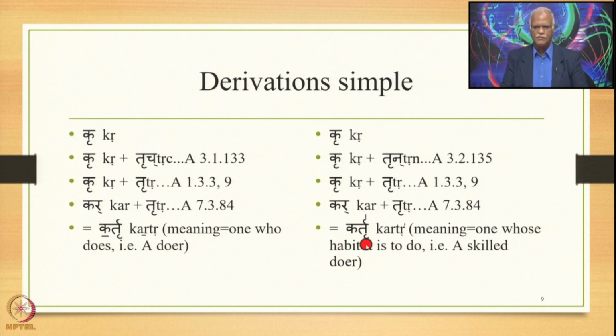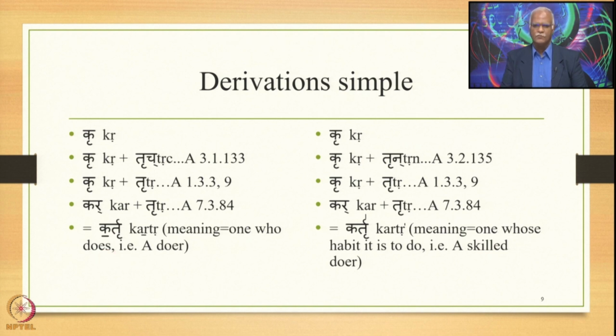If you have initial vowel udatta in this form kartru, the meaning is going to be a skilled doer, and if the final vowel is going to be udatta in this form, the meaning is just a doer, doer of an action, that is all. These meaning differences brought about by the accents are extremely important for us to study the accent based on the yan sandhi later on in this lecture.